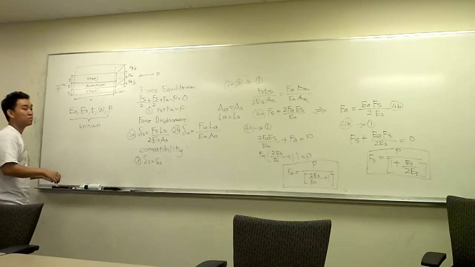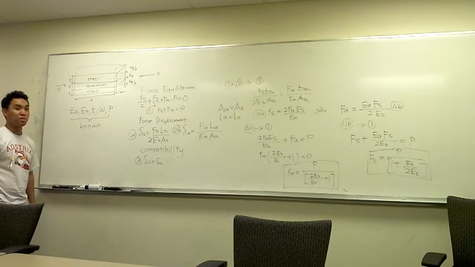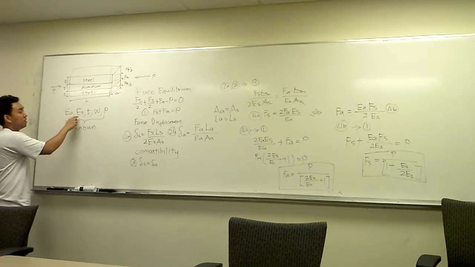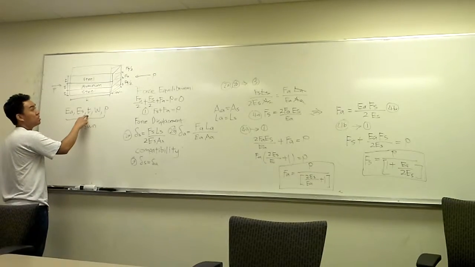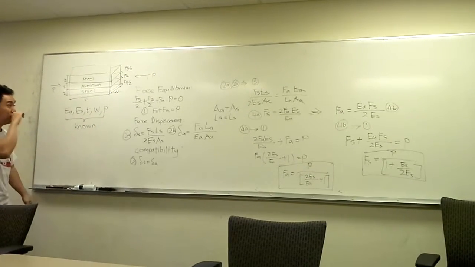Before we get started with the force equilibrium, the force displacement, and the compatibility equations, the elastic modulus for aluminum, for steel, the thickness, the width, and the load are specified and unknown.